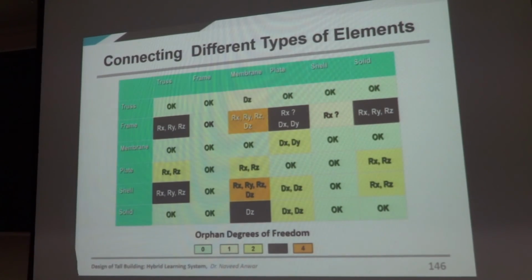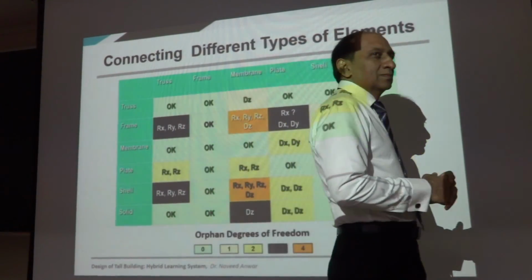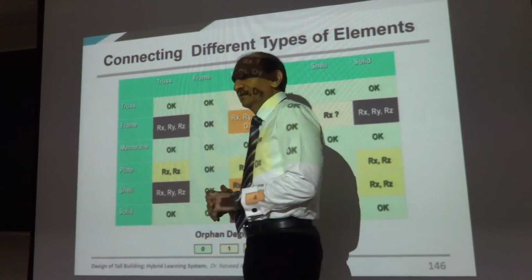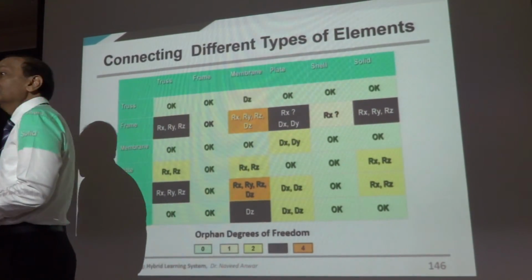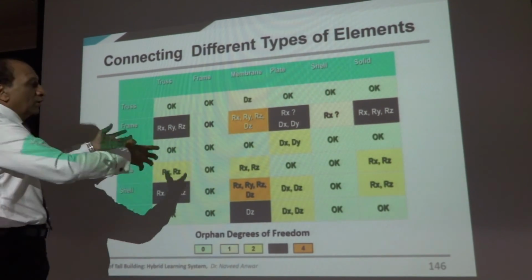Orphan degrees of freedom, as I mentioned. What does it mean, orphan? English language word, orphan. No parents. So we are talking about degrees of freedom which have no parents. Poor guys. Because when you connect one thing to the other, the degrees of freedom are not matching, and some degrees of freedom do not get connected anywhere, and nobody is taking care of them. So they become orphaned. And those need to be then connected somehow with each other.